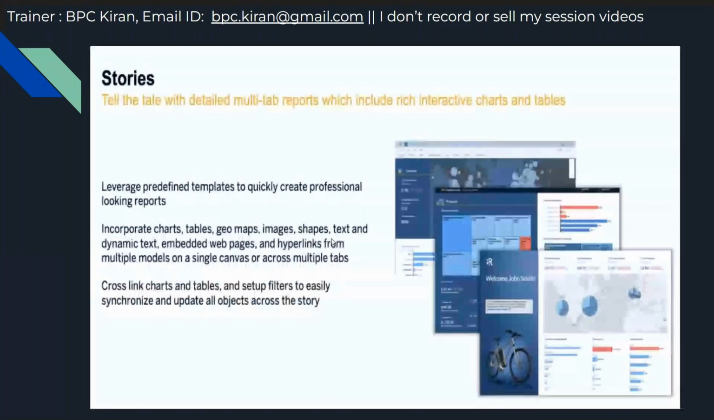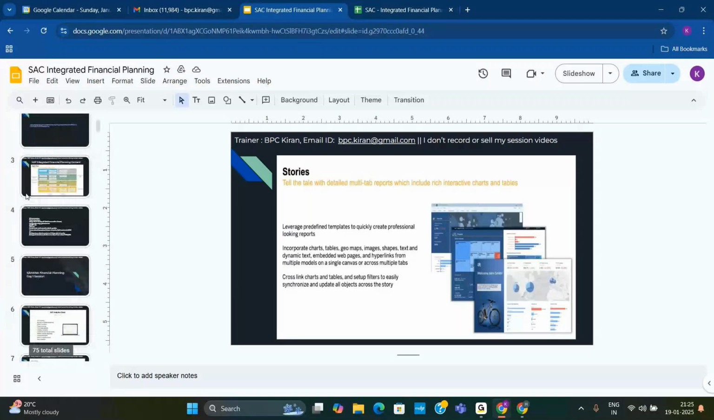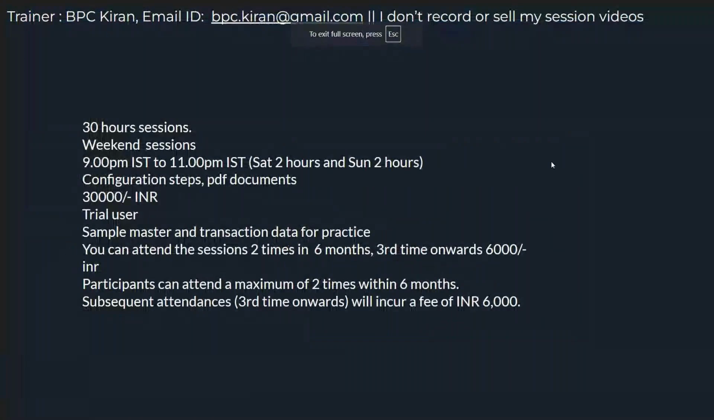So now I explained what we are going to cover here. We understood the capabilities, right? This total session, integrated financial planning and product development, I planned for 30 hours. All these 30 hours are weekend sessions only. Saturday and Sunday we will connect. Saturday 2 hours, Sunday 2 hours, minimum 2 hours we will connect. The time is India time, evening 9 to 11.